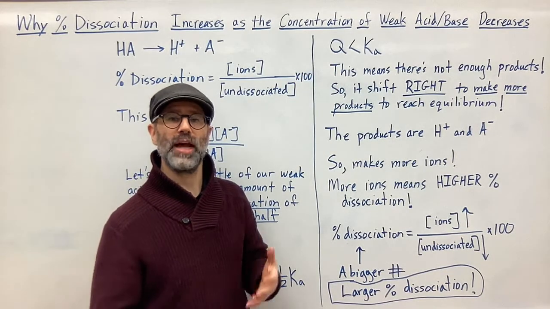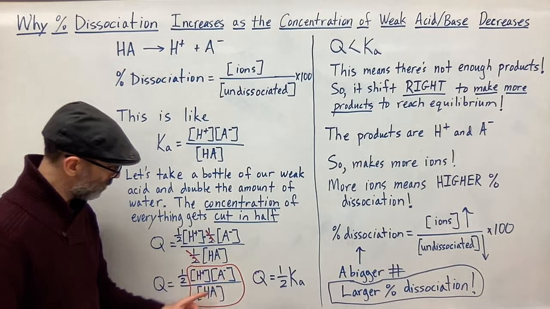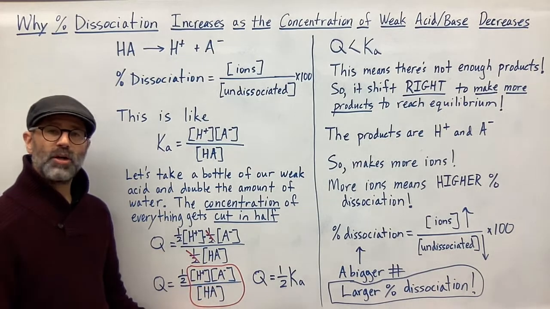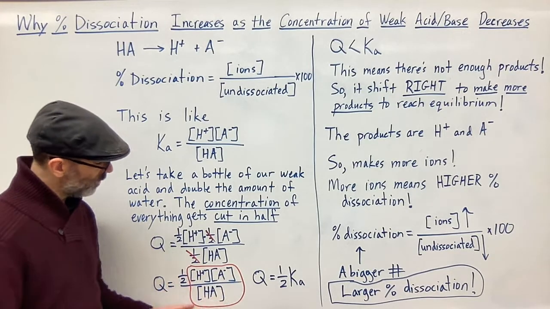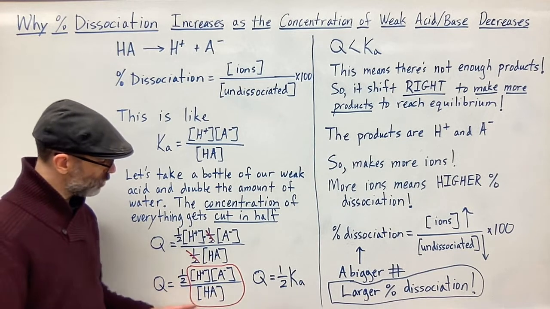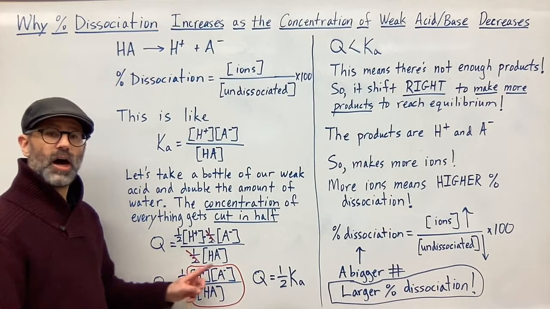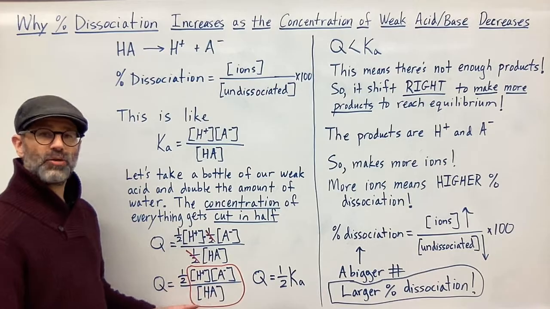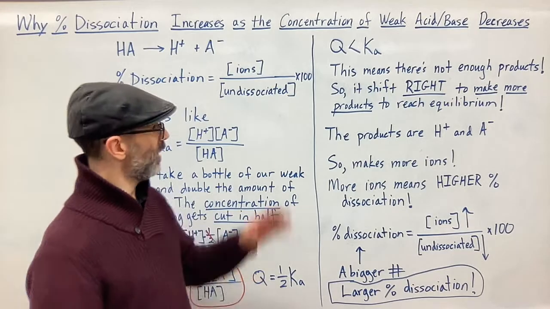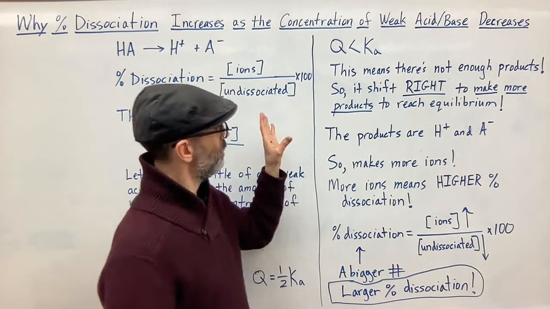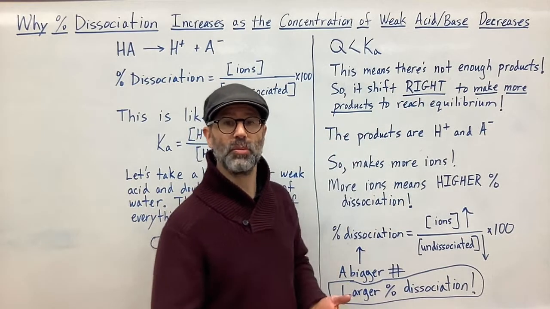Well, that means that we don't have enough product, right? So remember, our products are on top, our reactants are on the bottom. So if Q is smaller, that means that this denominator is larger and this numerator is smaller. So we don't have enough products and we have too much reactant. Well, if that's the case, then according to Le Chatelier's principle, we're going to shift right. So this reaction is going to shift towards the right to make more product in order to reach equilibrium again.